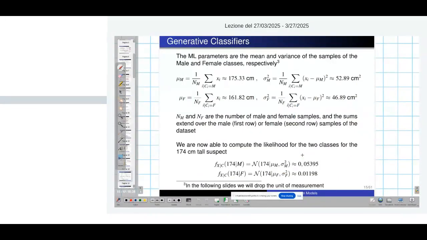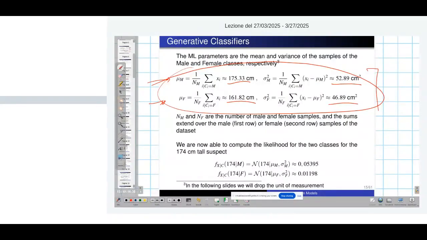Now, if I do this, I can compute the maximum likelihood solution as we have seen before. I would end up with the mean of the male class, the mean of the female class, empirical variance of the male, and empirical variance of the female. These are the four parameters that I need to estimate. 2 for the male class and 2 for the female class.